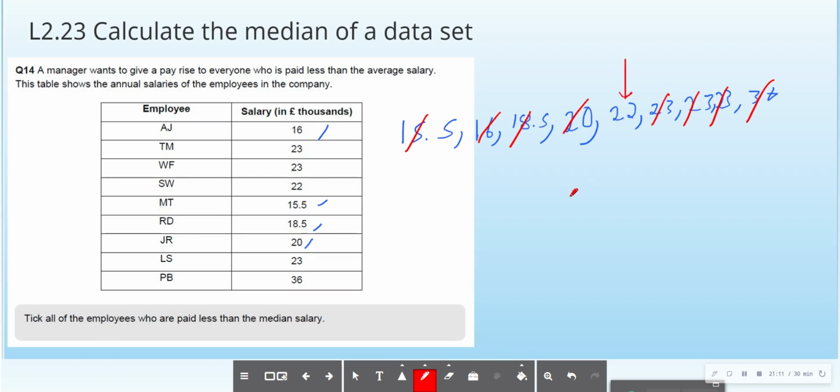If you have two numbers in the middle, so say we have 22 and 23, you're going to add those together and divide them by 2. That will give you your median if you have two numbers in the middle. We haven't, so we don't have to worry about that today. The question is saying, tick all the employees who are paid less than the median salary. So that's AJ, that's MT, that's RD, and that's JR. It says less than, so we don't include 22. If you see less than, you don't include that value.